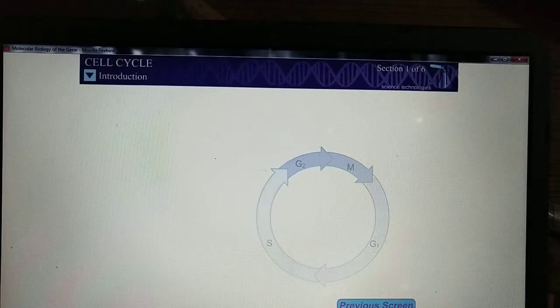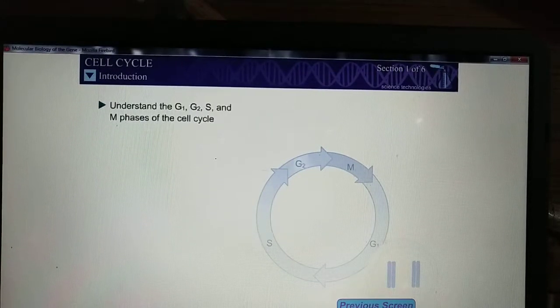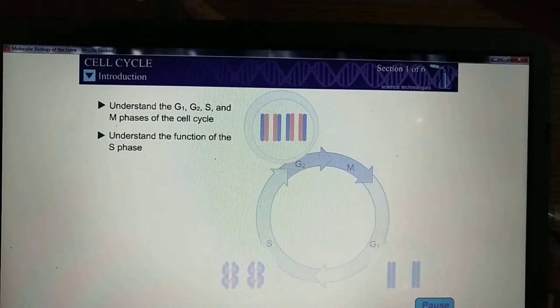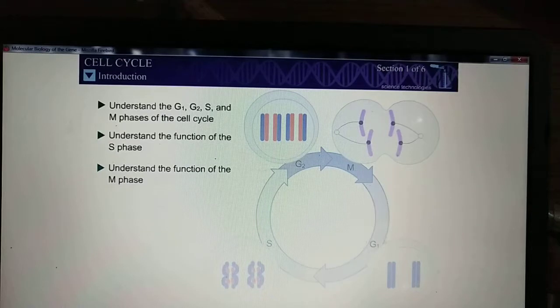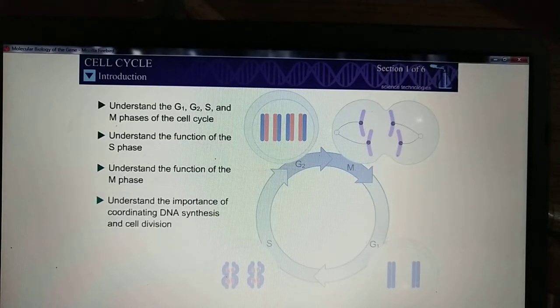The round of cell division is called the cell cycle. When you have completed this exercise, you should understand the different phases of the cell cycle, understand the function of the S phase, understand the function of the M phase, and understand how DNA replication and cell division are tightly orchestrated to ensure that a parental cell divides into two healthy daughter cells.